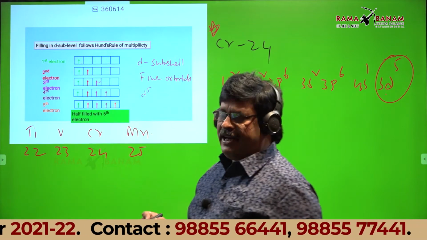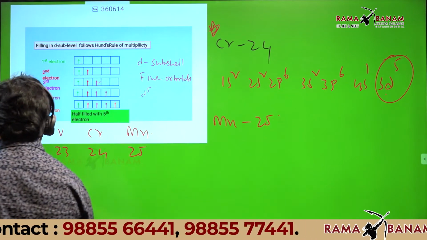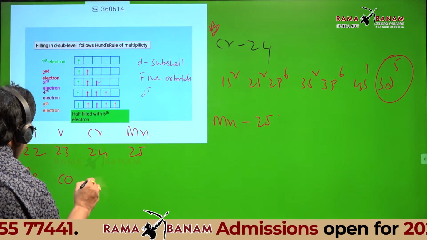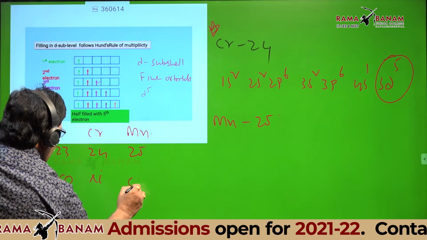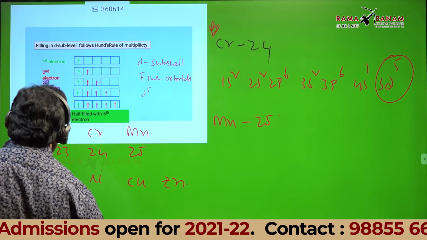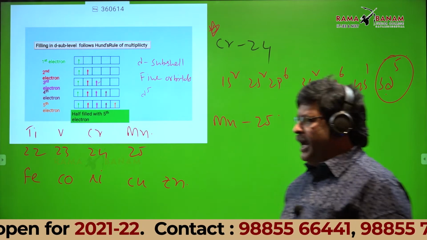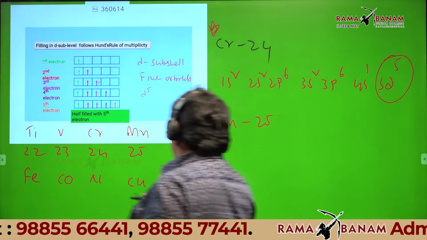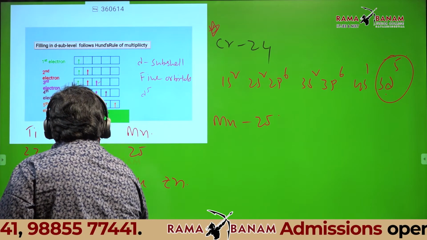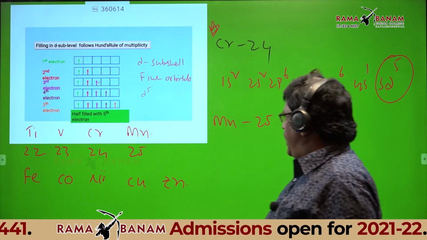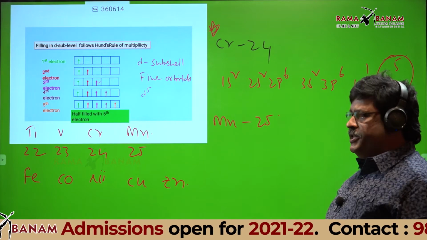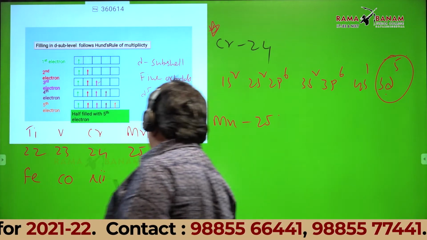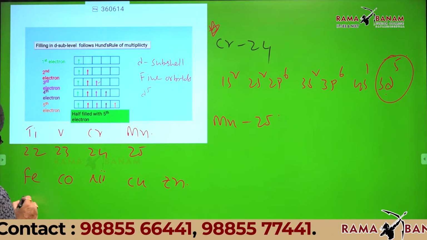After manganese, can anyone tell what is the element? Iron, cobalt, nickel, copper. Can you all write? After zinc, no need. These next 5 elements, including manganese, 6 elements. Write manganese, iron, cobalt, nickel, copper, zinc. Write the configurations of these 6 elements.